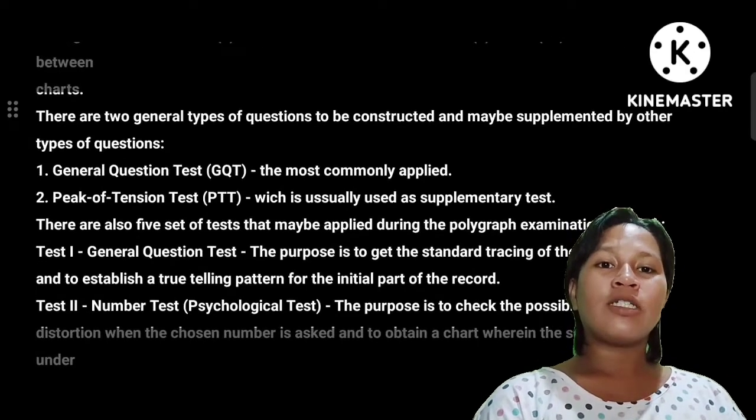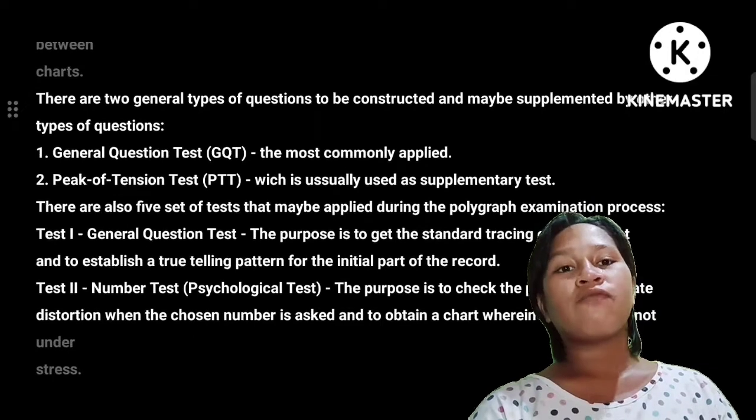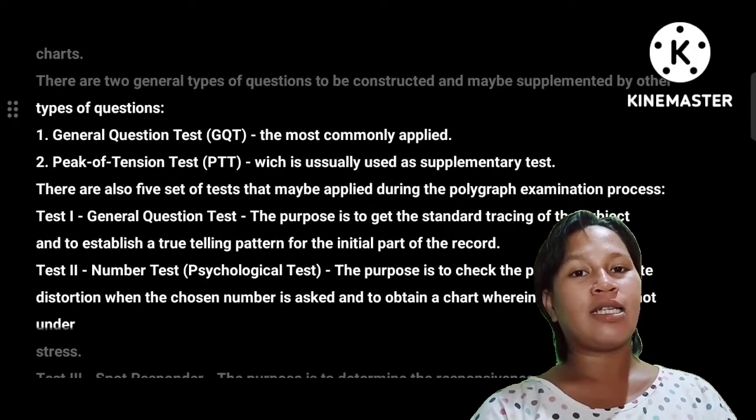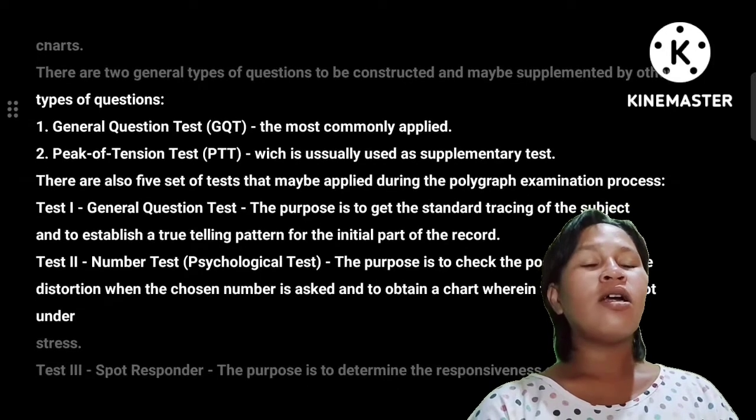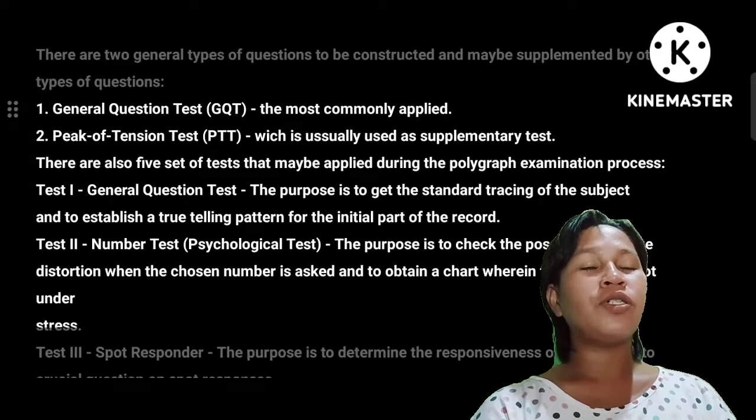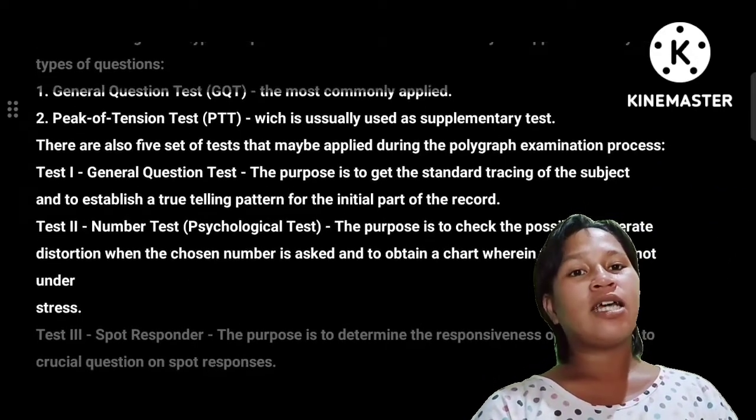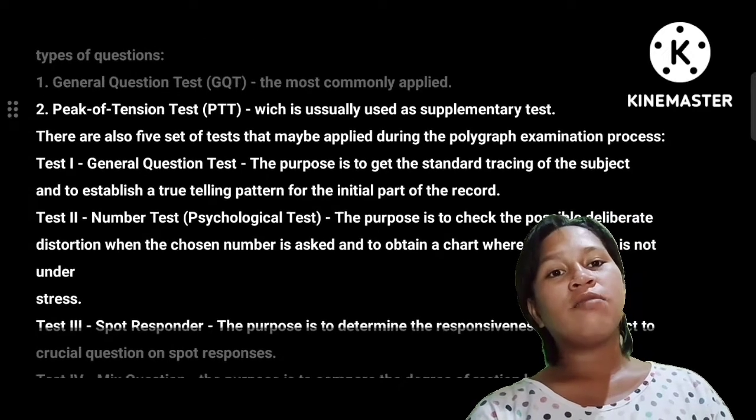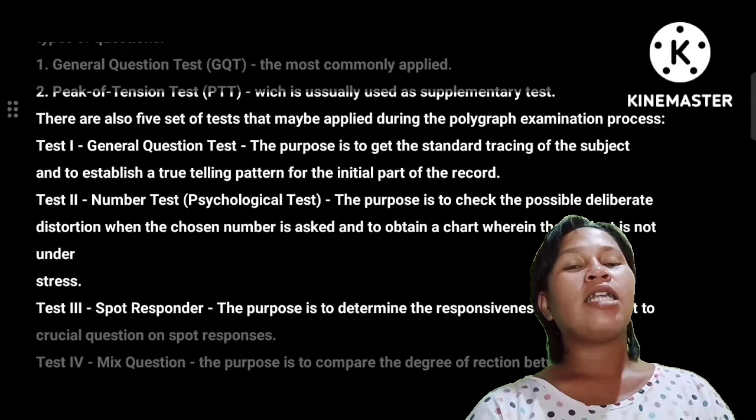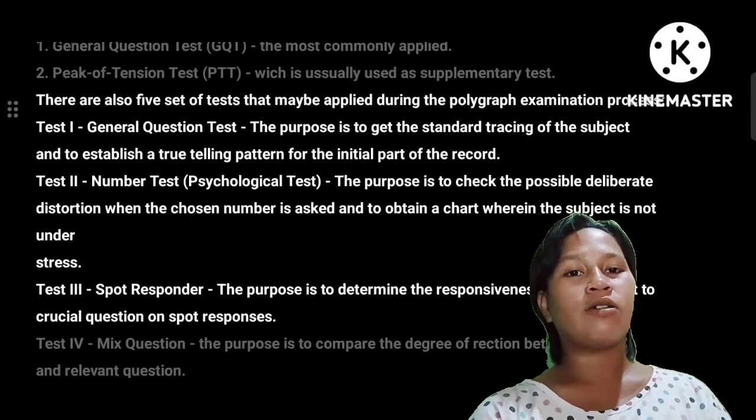General question test is the most commonly applied. Peak of tension test is usually used as a supplementary test. There are also 5 sets of tests that may be applied during the polygraph examination process. Test 1 is the general question test. The purpose is to get the standard tracing of the subject and to establish a truth-telling pattern for the initial part of the record.